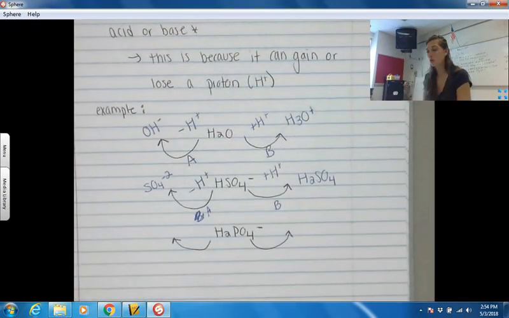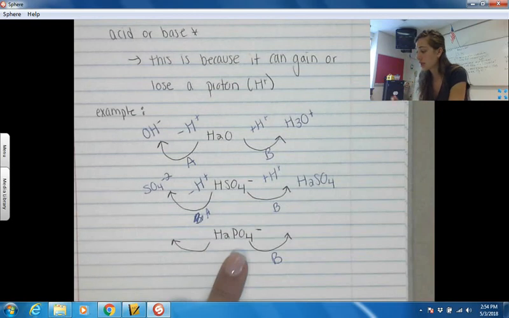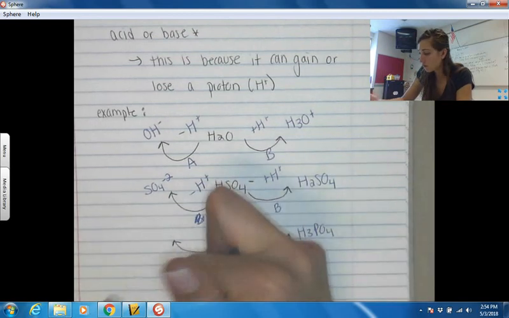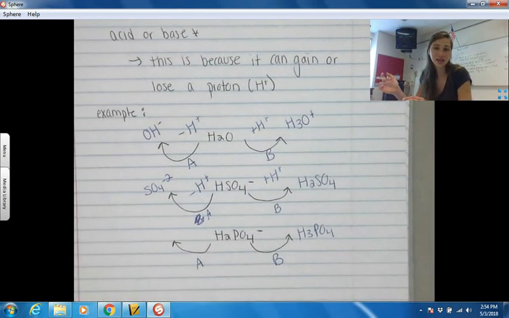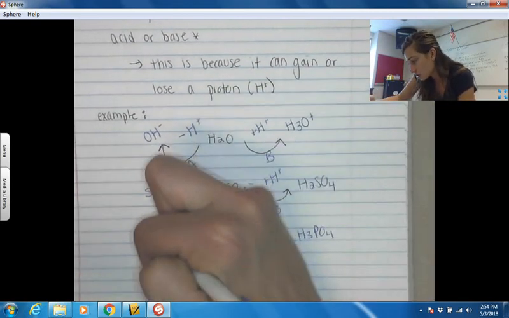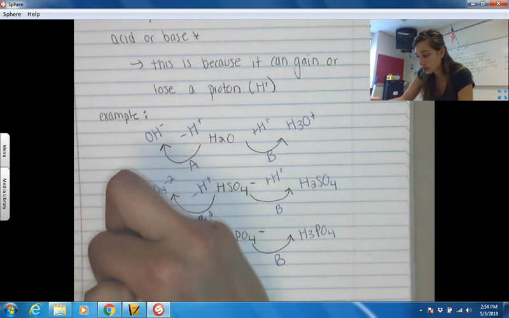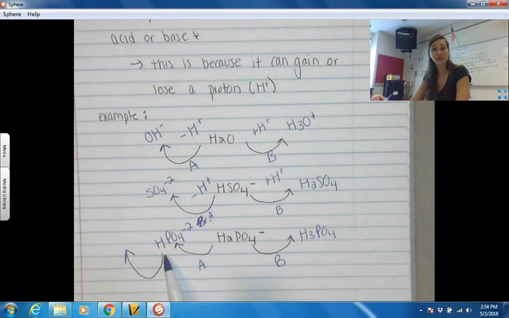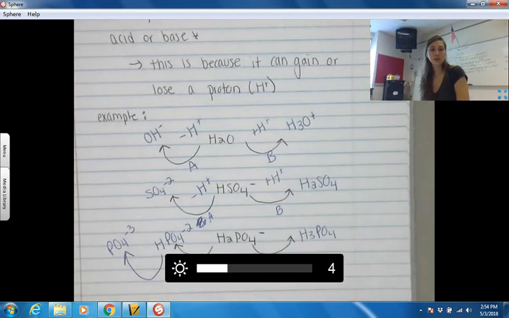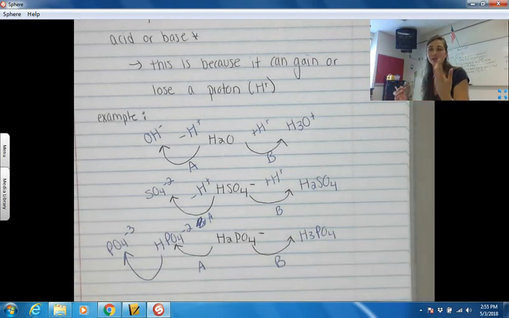Okay. H2PO4 minus. If we want it to be a base, it's going to have to gain a hydrogen, so that becomes H3PO4. And if we want it to act like an acid, that means that it has to be losing a hydrogen, and so it becomes HPO4 minus 2. This one can actually lose another hydrogen. So this can act like an acid again by losing another hydrogen and become PO4 minus 3. So again, an amphoteric species is one that can either gain a hydrogen or lose a hydrogen and can act like an acid or a base.